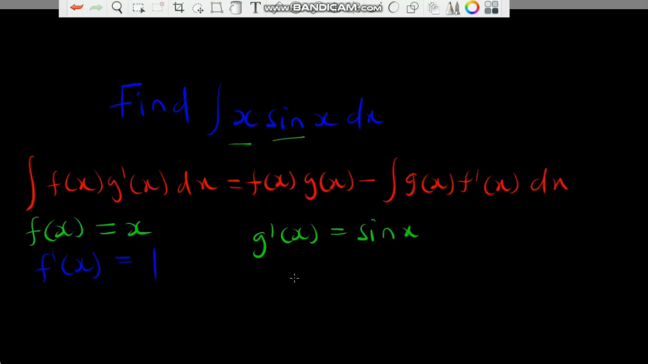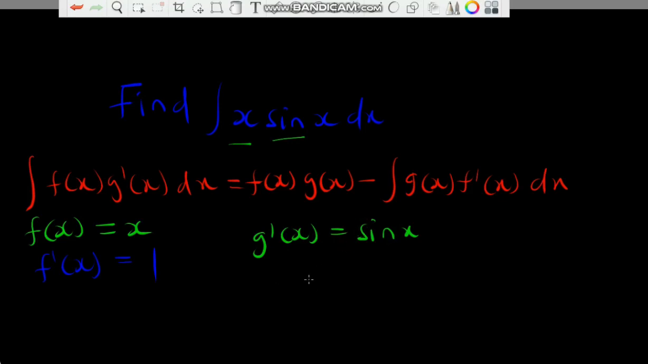Okay, and then let's find g prime of x. For us to find g of x, that will be the integral or antiderivative of this function that I have here. When we find the antiderivative of the first derivative of the function, it will give us the function, like I said earlier on.